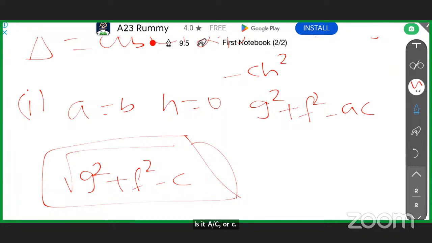No, I'm asking you a question here. I come here, we'll complete here. My question is G square plus F square minus C. Have you come across this concept somewhere?